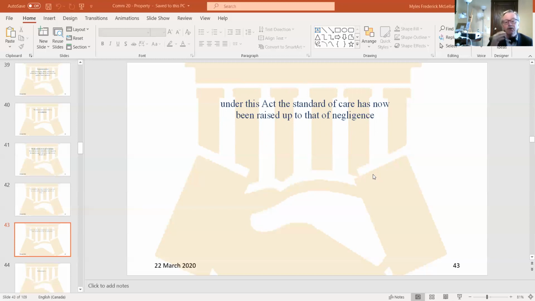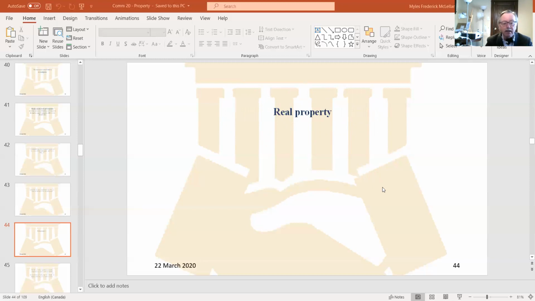So we have those three levels of care that are relevant for bailments, all determined by A, whether there's monetary consideration for the bailment, and B, the particular kind of business the bailee is in. Okay, so let's deal with real property.